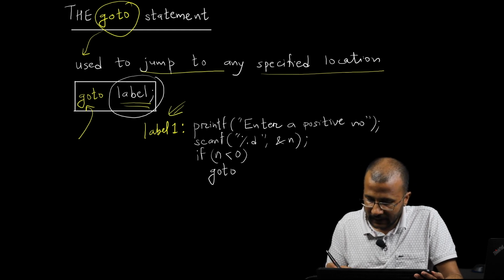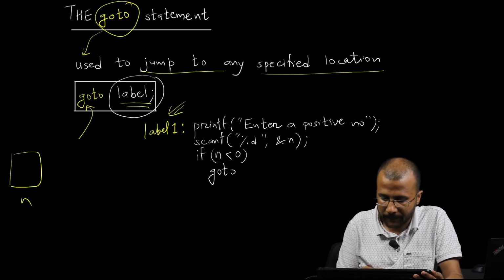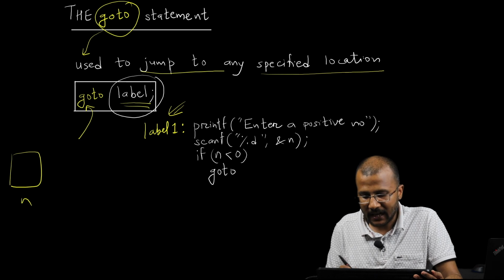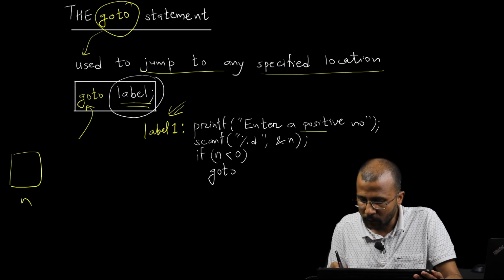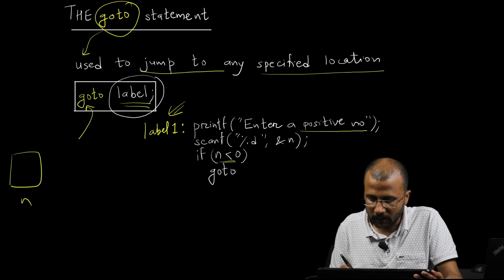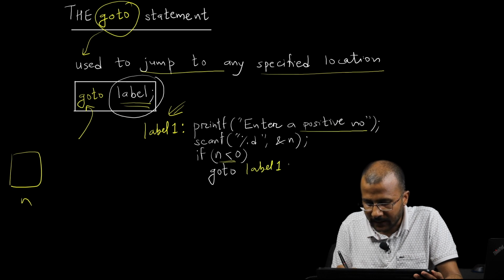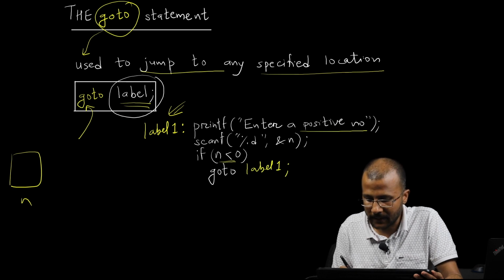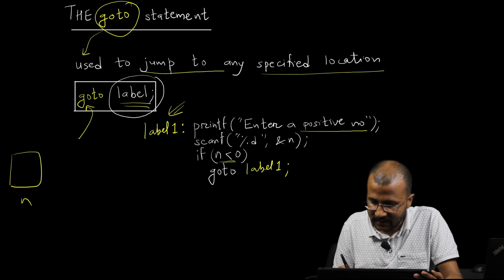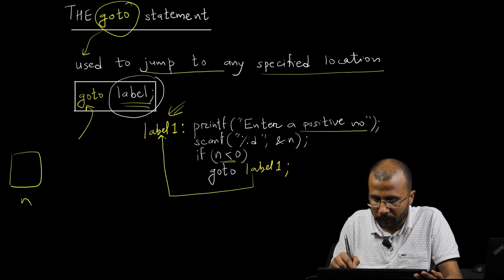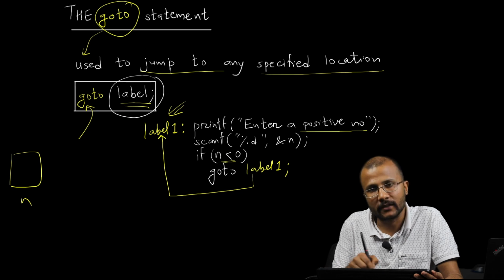Then the number is scanned from the user, so the user will enter the number n. If n is negative, because I would like the user to enter a positive number, if the user enters a negative number, I'll use goto and write label1, and then you give a semicolon. This is the syntax: goto, space, the statement label. Here the label is label1. Once this is encountered, it will go to label1 and again, it's kind of a loop. It is actually creating a loop-like structure for me.